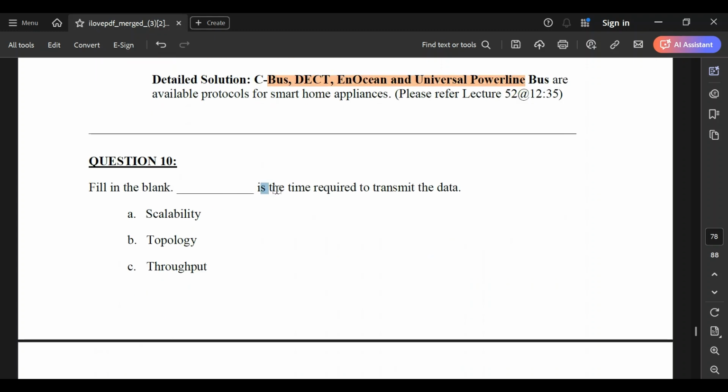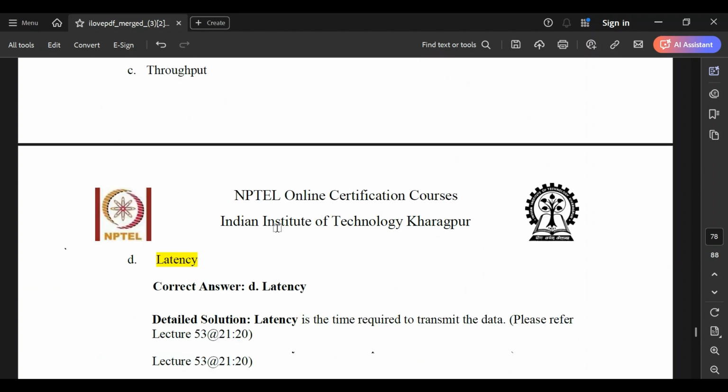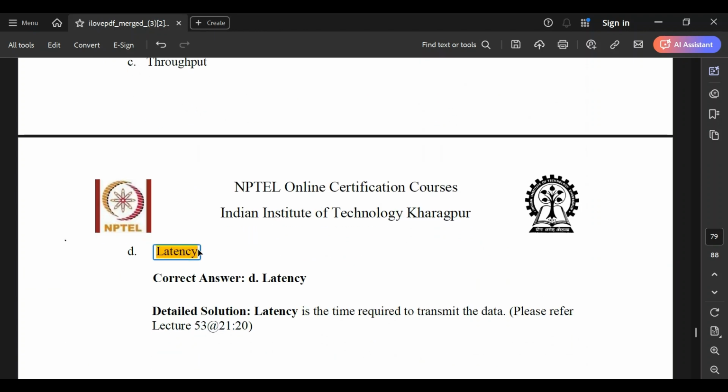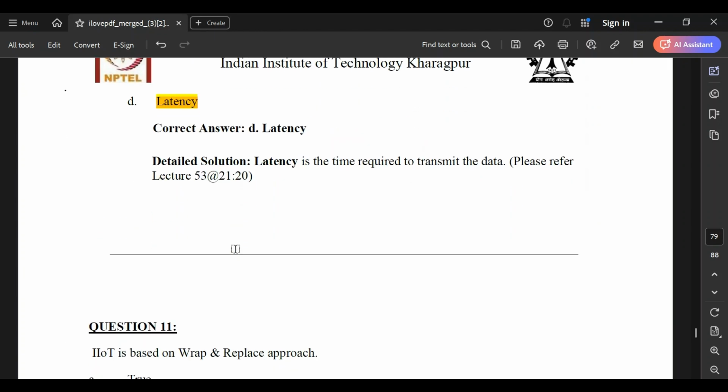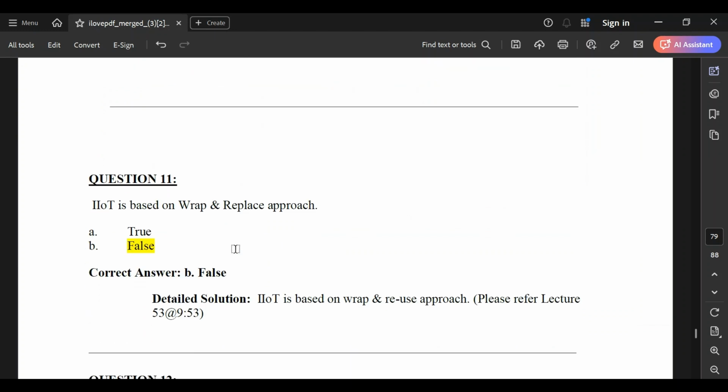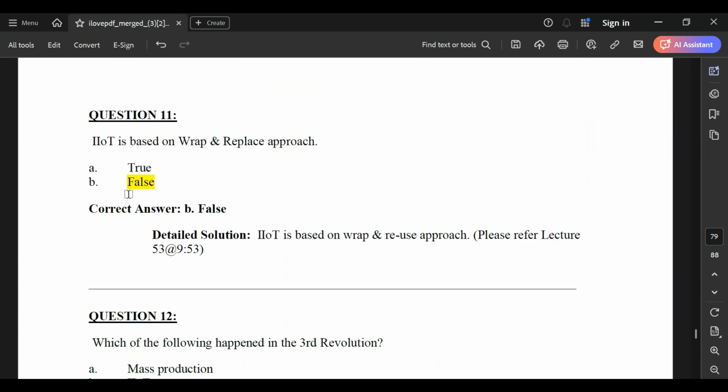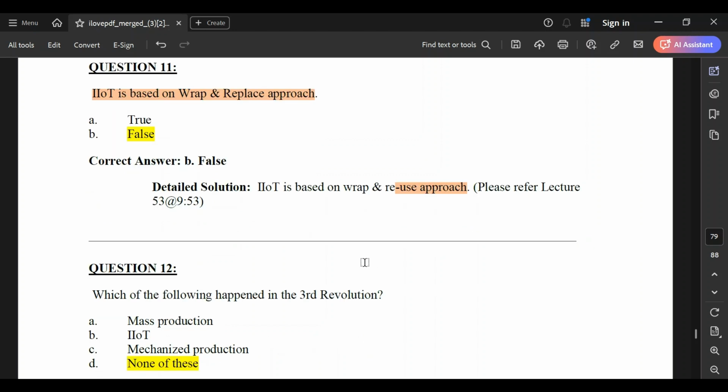Dash is the time required to transmit the data. So this is latency. People say latency is quite large, so there is delay in the transfer of the data. Now next question: IoT is based on the wrap and replace approach. This is false. IoT is based on wrap and reuse. This is the reuse approach.